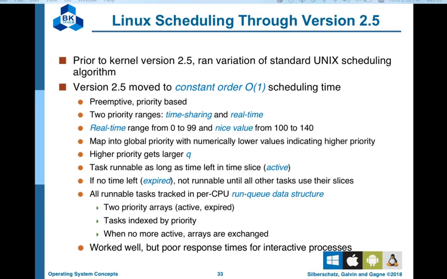For example, Linux scheduling. We have two priority ranges, the time sharing and the real time. Linux scheduling uses preemptive priority scheduling. The real-time range goes from 0 to 99, which means that we have 100 queues, and the nice value ranges from 100 to 140. So the higher priority gets a larger queue.